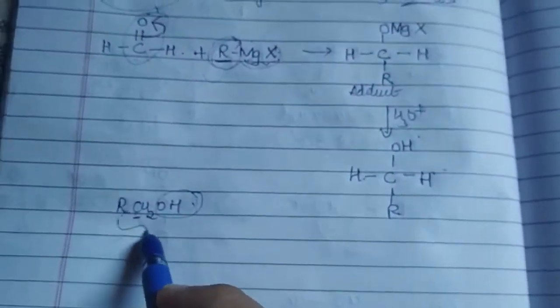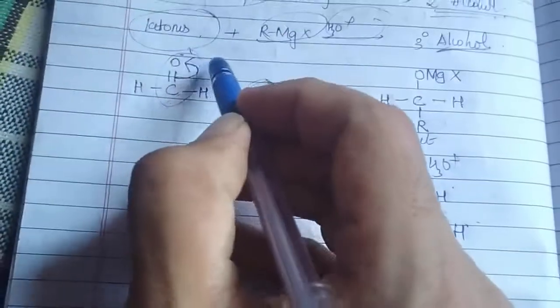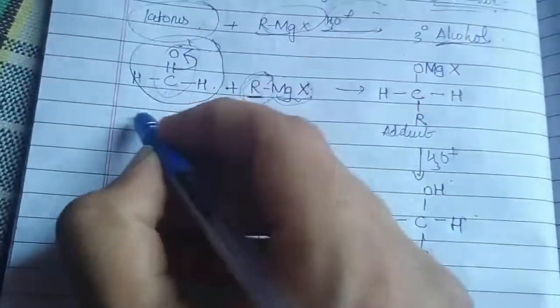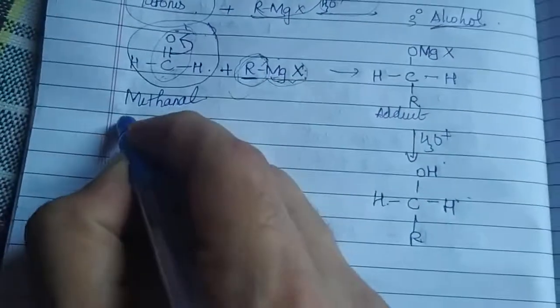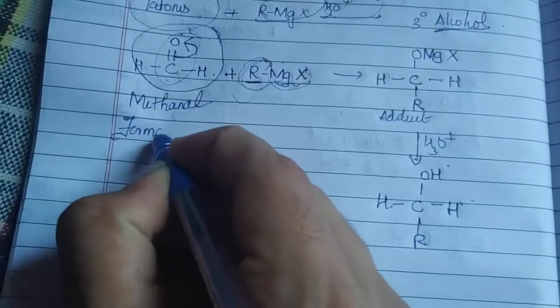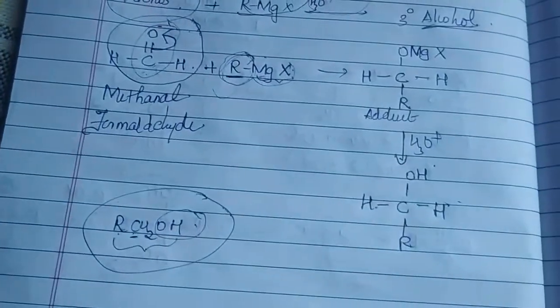So this is giving you what? Primary alcohol. And when we got this, whenever we are using an aldehyde as methanal, methanal is the IUPAC name, or the common name is formaldehyde. Formaldehyde. Are you getting my point?